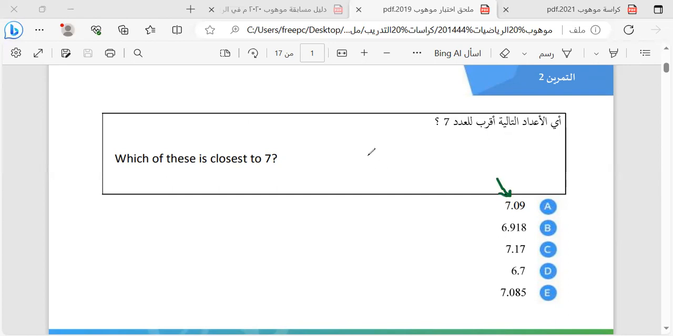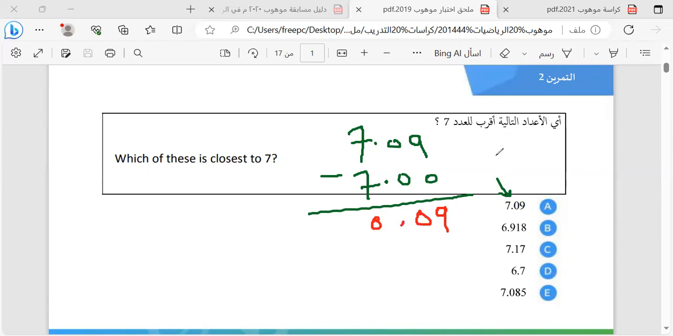Here, 7.09. You subtract with what? With 7. Then you find the answer. 9.0. Oh, 9. And also complete, please continue. 0. Right? Then 0. So the difference here is 0.09. Is it clear? Yeah. Okay, the second one.